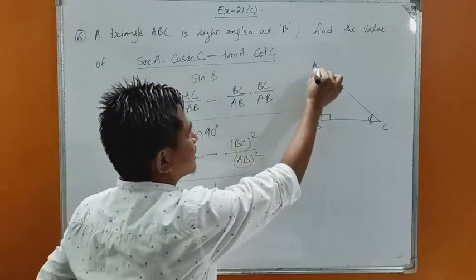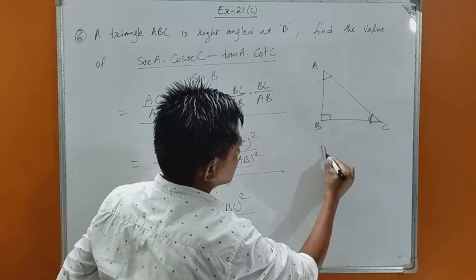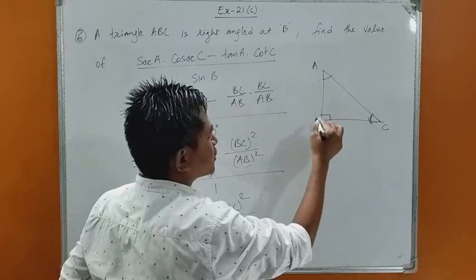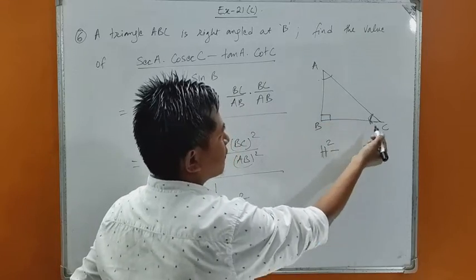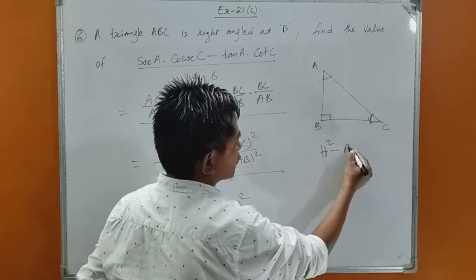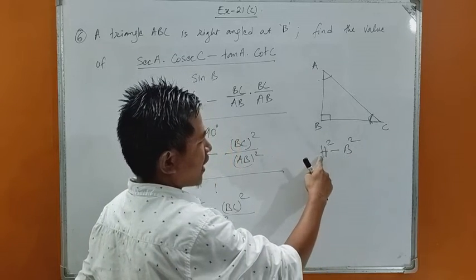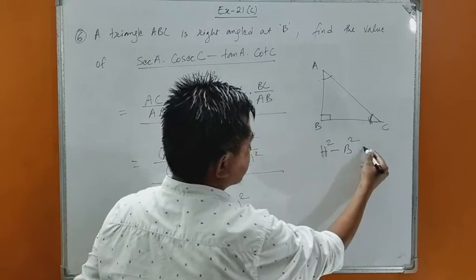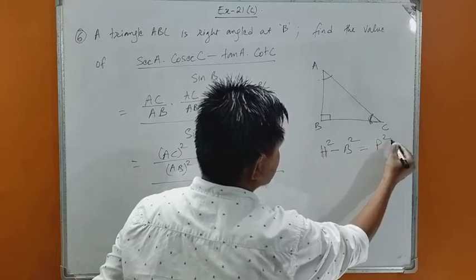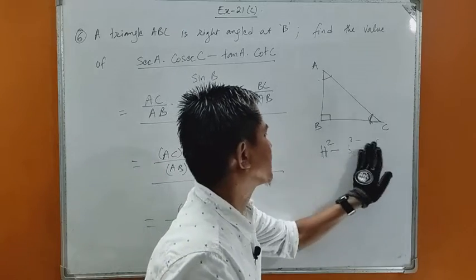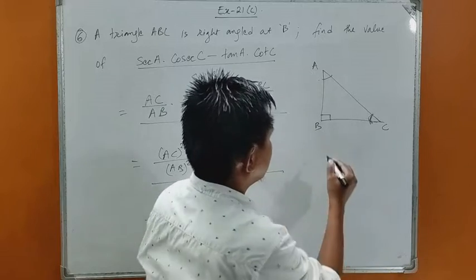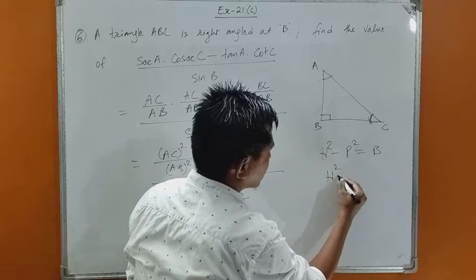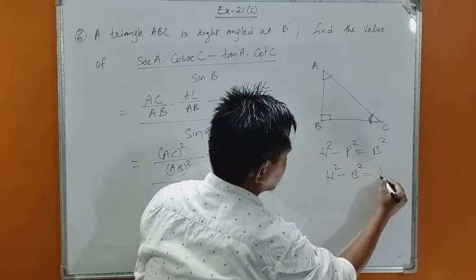What is AC? AC is the hypotenuse. Hypotenuse square minus BC square. BC is perpendicular or base depending upon the angle you are choosing. Let's say base square. Hypotenuse square minus base square is always perpendicular square, and hypotenuse square minus perpendicular square is always base square, isn't it?